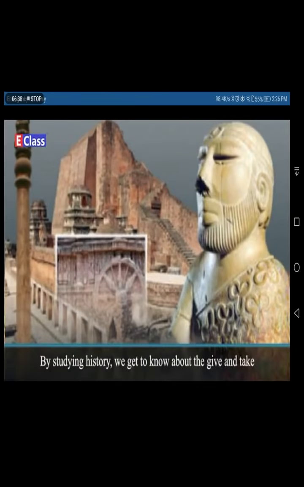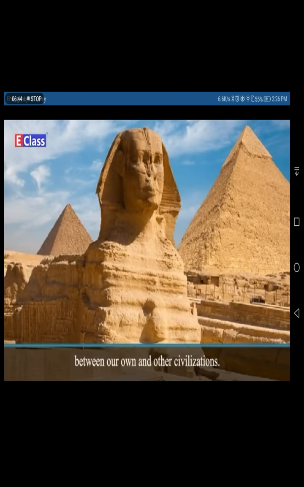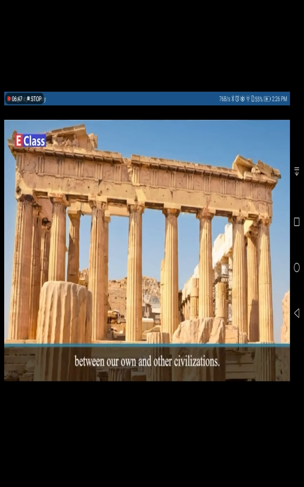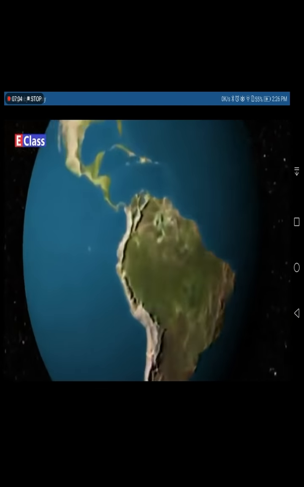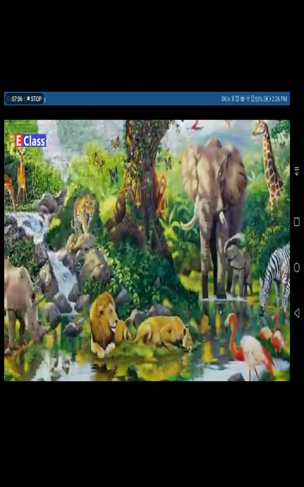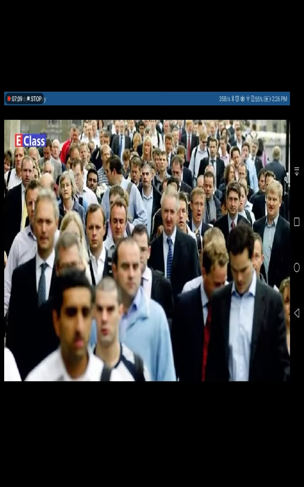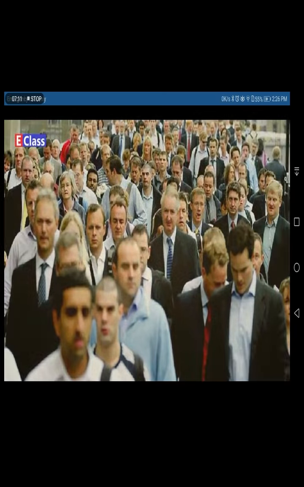By studying history, we get to know about the give and take that took place between our own and other civilizations. We learn about the progress of human civilization. We also understand how people's way of life went on changing. Every village, city, district, state, and country has its own history. Similarly, the earth, its monuments, water bodies, the animal world, mankind, all have their own history. Every science, too, has a history.